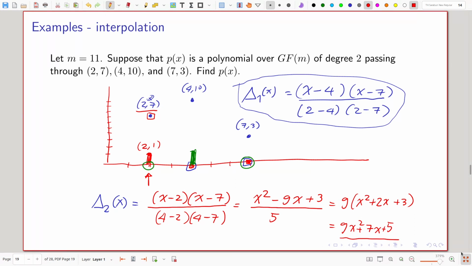If you plug in 2 into alpha 2, what will you get? 5 plus 14. So let's plug in 2. So 5 plus 14 plus 9 times 4. That should be what is it? 55, right? Okay, so it's 0. Okay. If you plug in 4, you can see it's going to be 1 modulo 11. Okay.